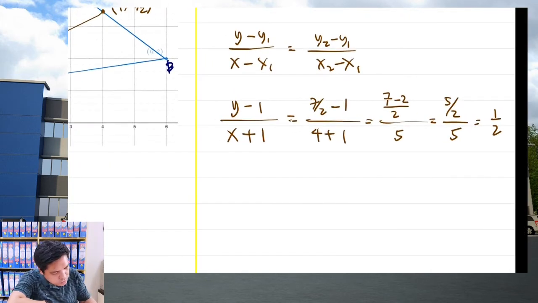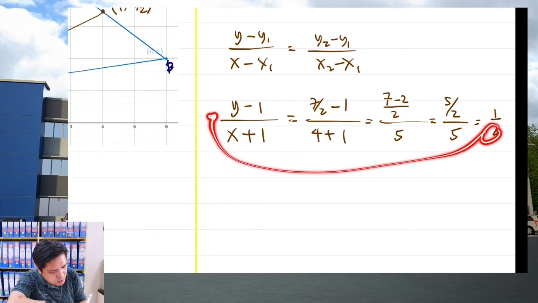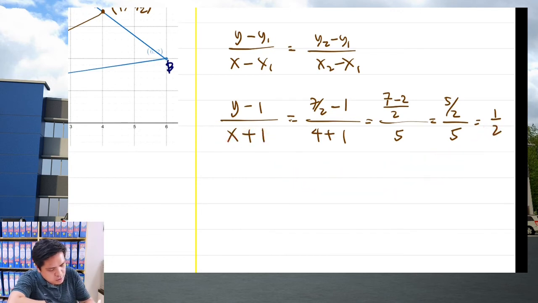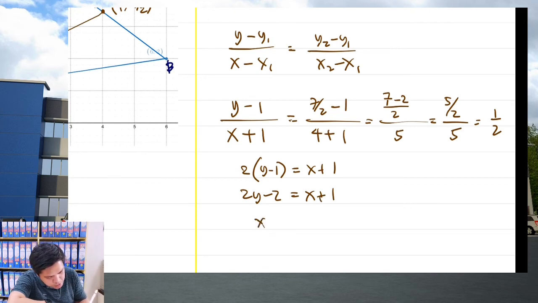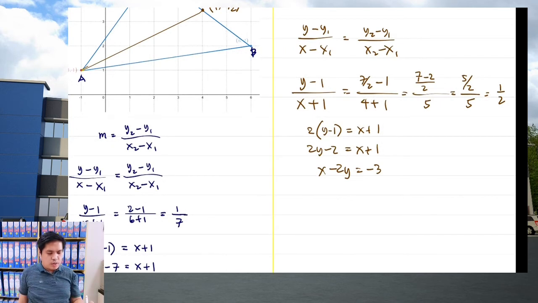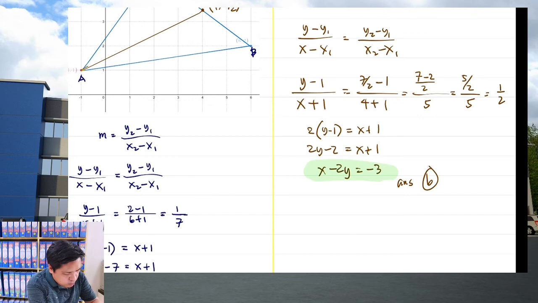So therefore, just cross multiply this. So we'll have 2 times y minus 1 equal to x plus 1. So we'll have 2y minus 2 equal to x plus 1. So the equation of the line in general form is x minus 2y equal to negative 3. So that would be our answer. So this is our answer for letter B.